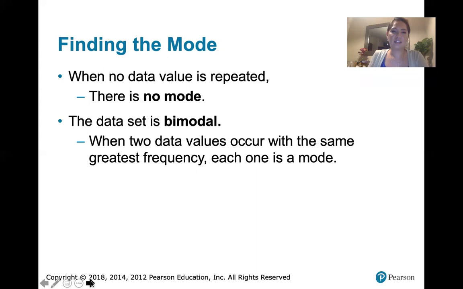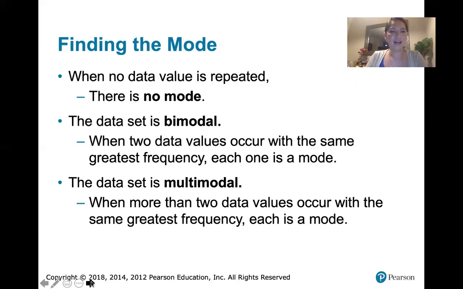So maybe you see the number 12 in your data set 20 times, and you also see the number 15 in your data set 20 times. Well, then both 12 and 15 are modes, and we say that the data set is bimodal. And it's also possible that the data set is multimodal. So maybe the greatest frequency is a certain amount, and there are more than 2 data values that have that frequency. Each of those values would be a mode.